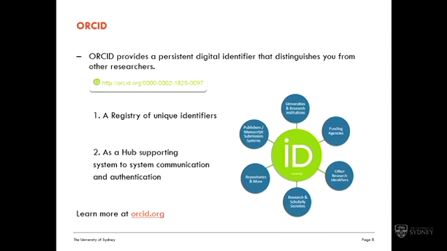An ORCID ID is a 16-digit persistent digital identifier that distinguishes a researcher. This identifier can be attached to all of your various scholarly works, be they publications, data sets or any other type of work that firmly identifies you as the author of or contributor to the work. ORCID has two main functions. It's a registry of unique identifiers, and it acts as a hub that supports system-to-system communication and authentication.